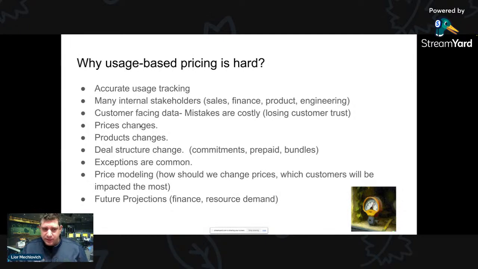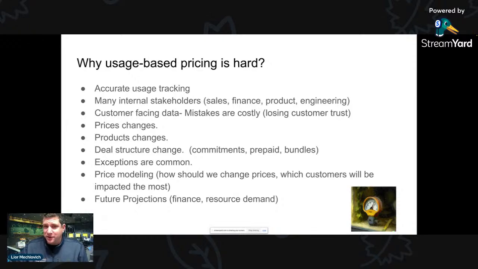Not all of them we can predict. The price change, the product lines changes, the deal structure change. We'll drill down a lot about commitments and prepaid and bundles that makes life harder. And it's all based on usage. It's not just, okay, pay me $1,000 and that's it. It's all based on how much usage you will have. So that becomes more complicated.